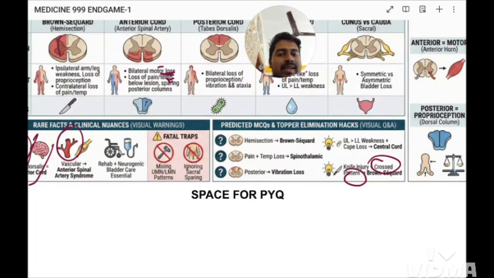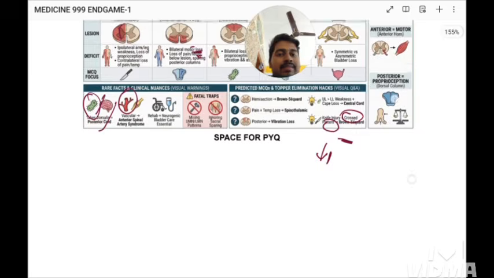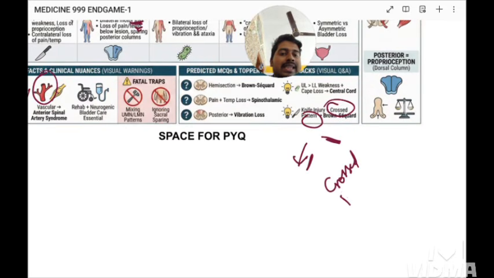Crossed pattern means that on one side motor loss is there, along with proprioception loss. On the other side we have pain and temperature loss. So that pattern is known as crossed pattern. Okay. There is one more thing called crossed hemiplegia. That is entirely different.